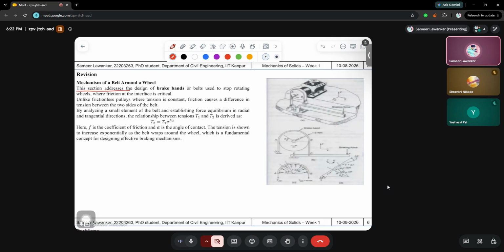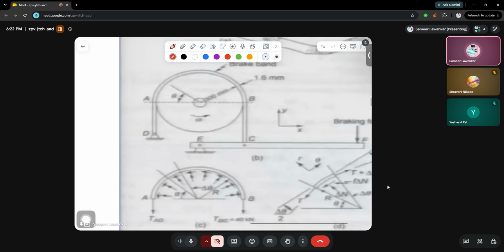This section addresses the design of brake bands or belts used to stop rotating wheels, where friction at the interface is critical. Unlike frictionless pulleys where tension is constant, friction causes a difference in tension between the two sides of the belt. One tension is regarding this portion, and the second tension is regarding this portion. But here we don't need to calculate at just two points. We need to calculate the actual friction exerted upon the complete brake pad. That is the main concern.